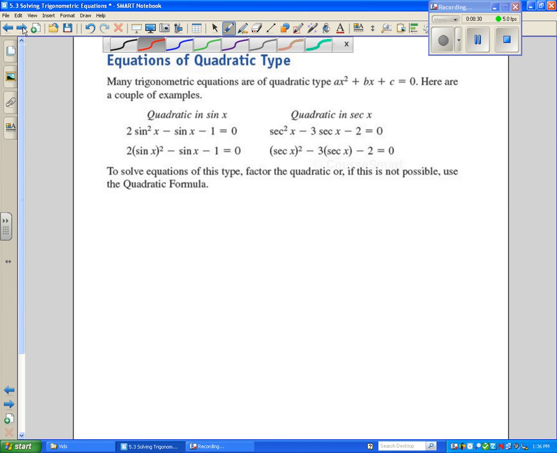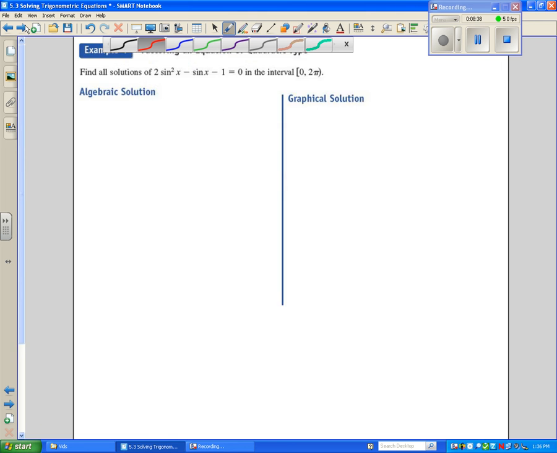Okay, we got some of the quadratic type. You're just going to have to factor it, treating sine just like it's a variable x, or secant just like it's a variable, and then go from there. Like, let's say we have 2 sine squared x minus 1 equal to 0. And we need to factor this and solve. I'm only going to do this algebraically, though you could do this graphically and find out where this function equals 0. Sorry for the bell. All right, so I'm going to do this by factoring.